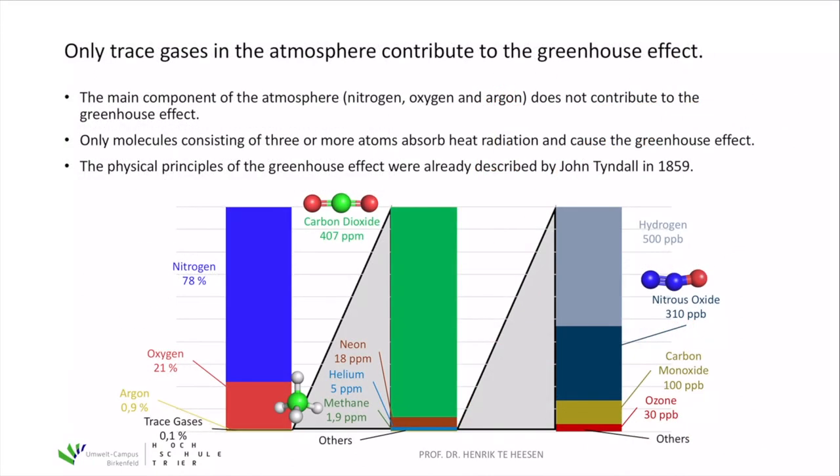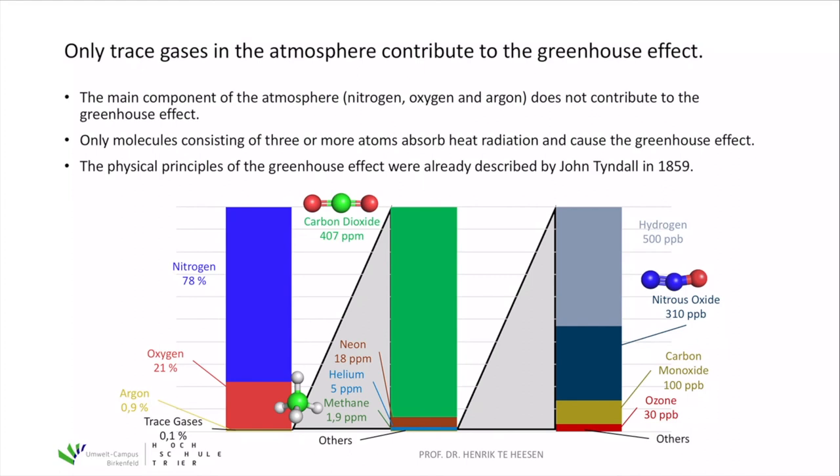If we take a look at the atmosphere and the molecules or components we have in the atmosphere, you can see our atmosphere consists mainly of nitrogen, oxygen, and argon. So you see on the left-hand side these three bars. 78% of our atmosphere is nitrogen, then 21% is oxygen, then we have 0.9% argon, then we have trace gases which contribute to the greenhouse effect. So the concentration is rather small.